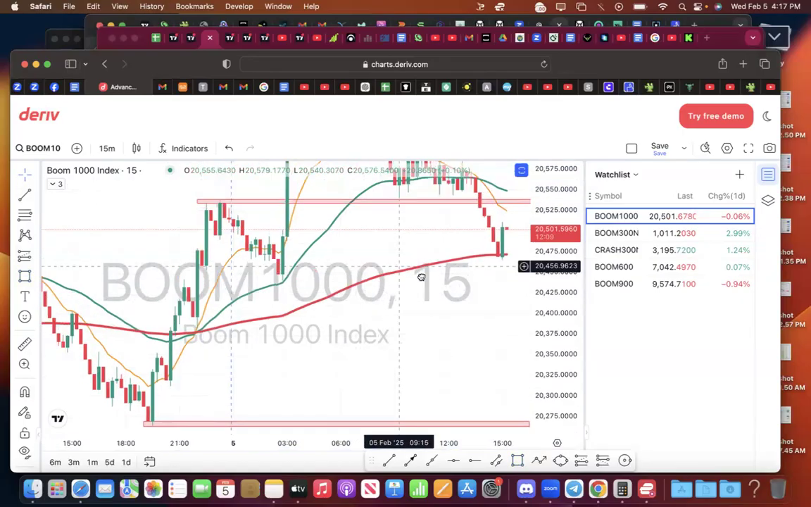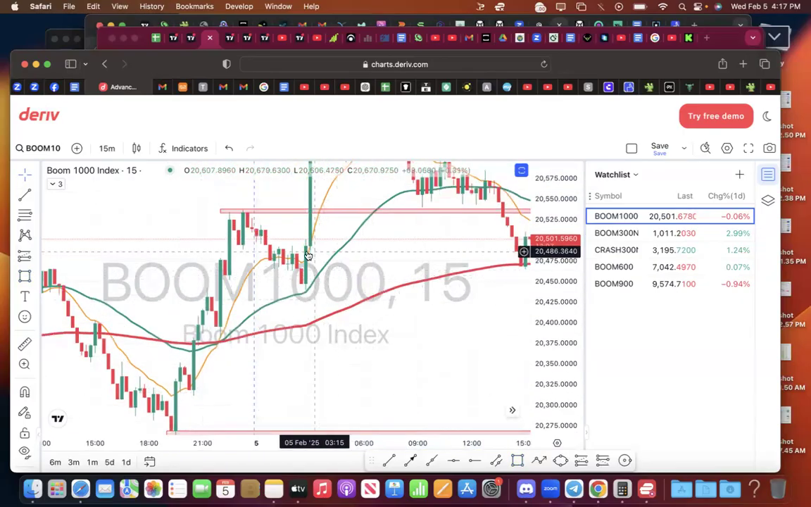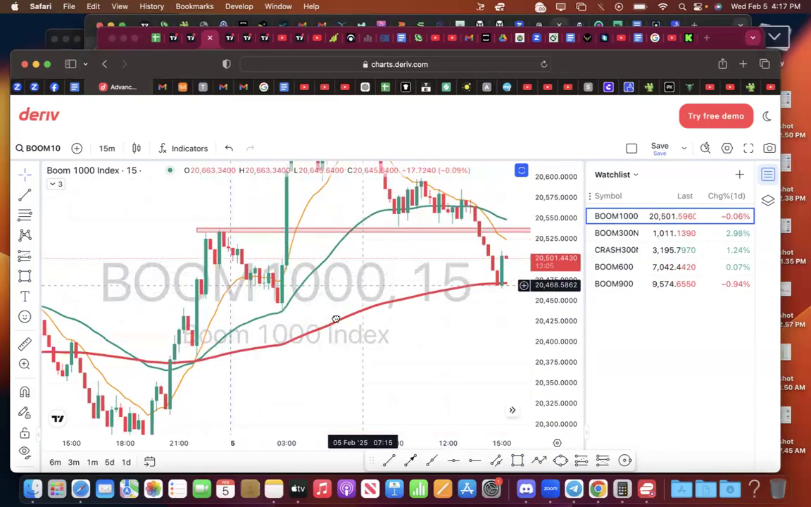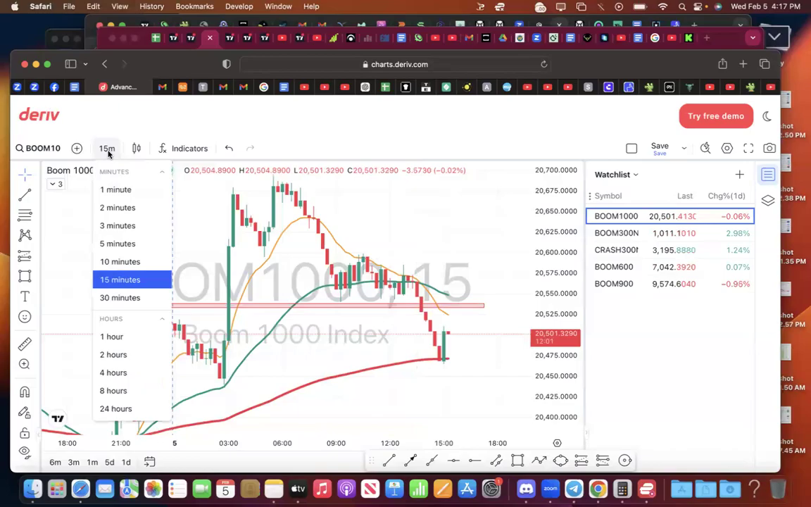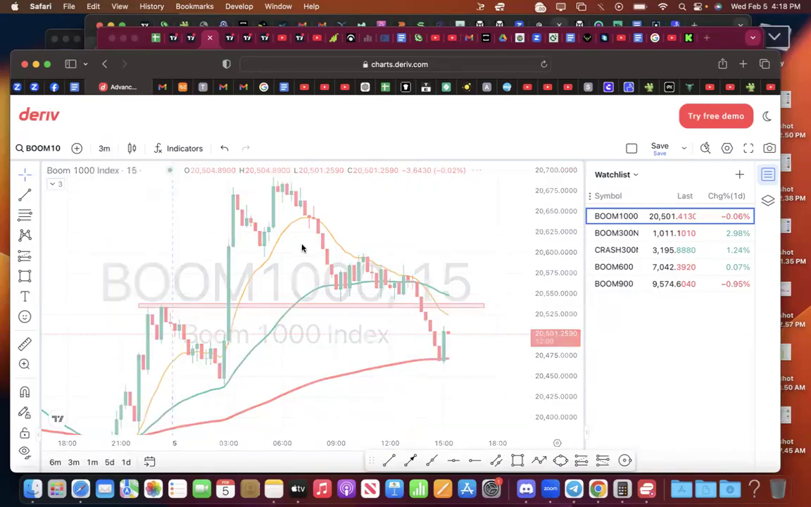So now in this case, you expect the market to return back, but because of the 50 moving average, it likes spiking at the 250 moving average, 200 moving average, and all of that. So let's go to 3 minutes.